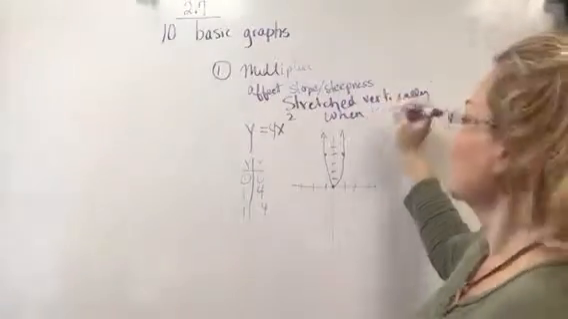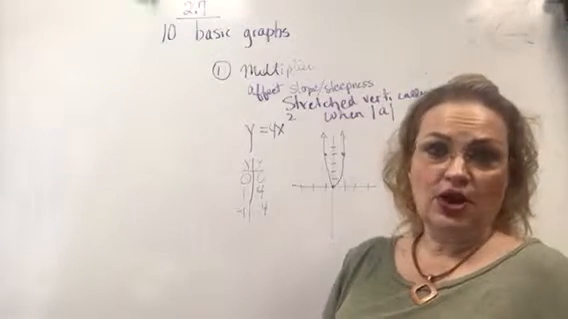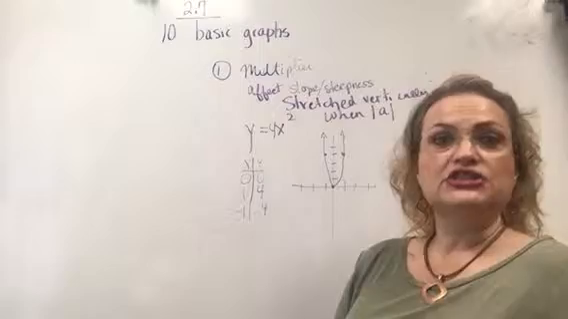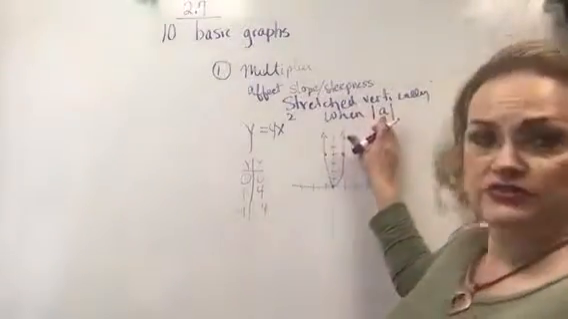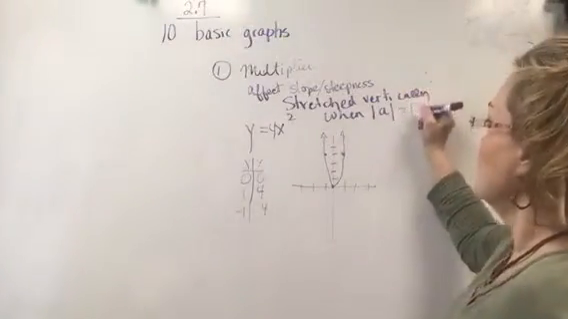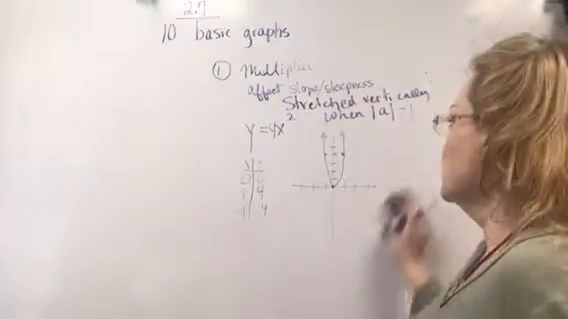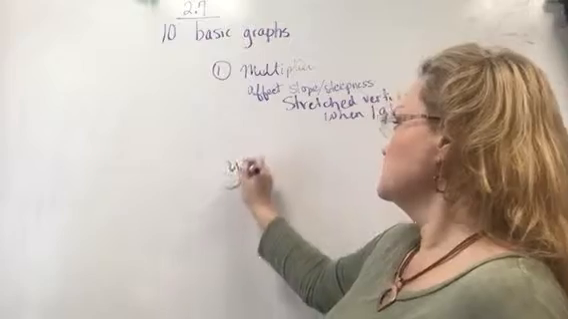Let's call that multiplier a. That's the letter they use for that in the book. And it doesn't matter whether it's positive or negative. We're going to talk about what the negative does. It does something different. But whatever that number in front is, the absolute value of the number in front of the x, if it is greater than 1, it is going to be stretched vertically.